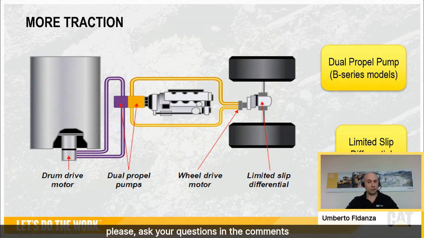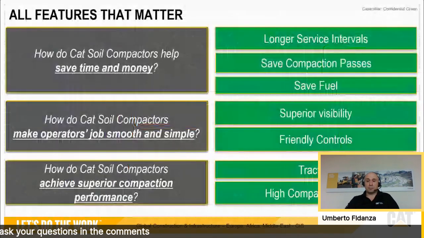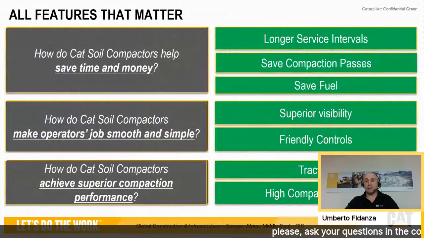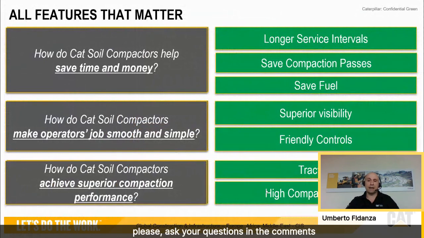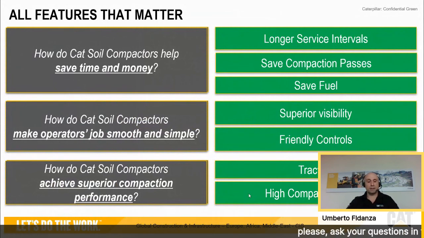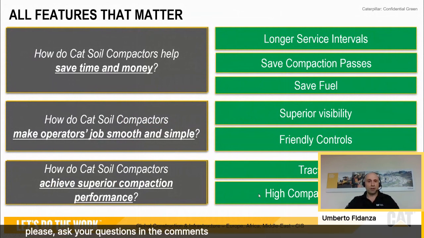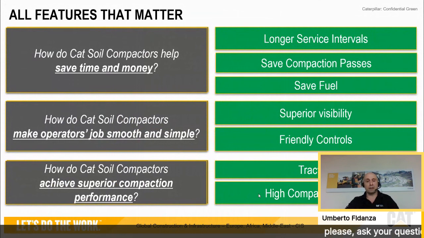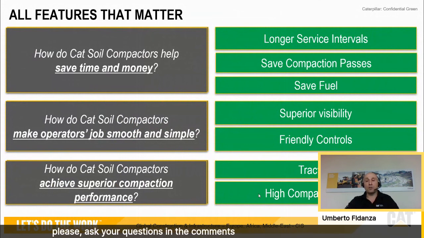that have more traction. And last but not least, high compaction force, excellent static linear load and amplitude on all Caterpillar models, which make sure the best compaction force is transferred to the ground and the specs are achieved quickly. So here are really a set of characteristics that really matter in achieving a convenient, quick, and per specs job.